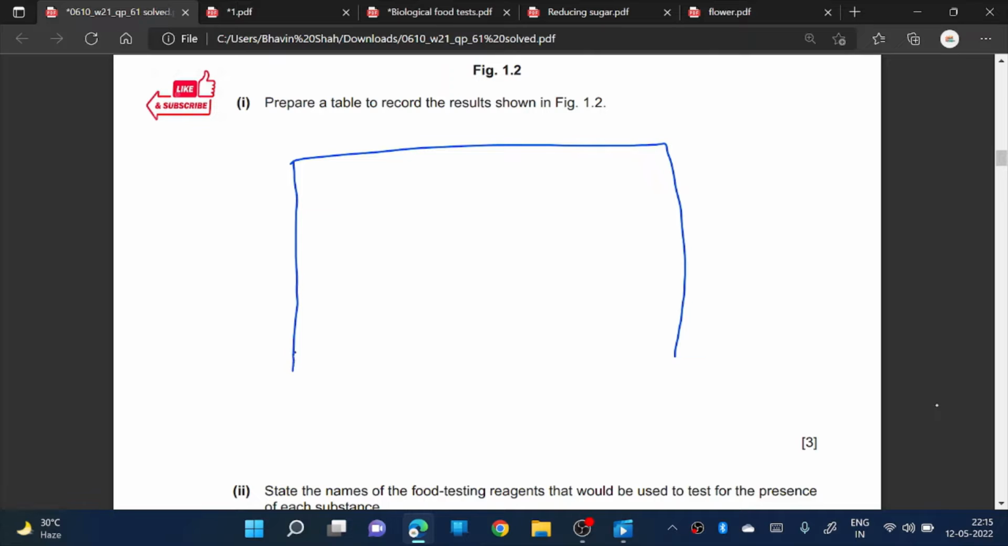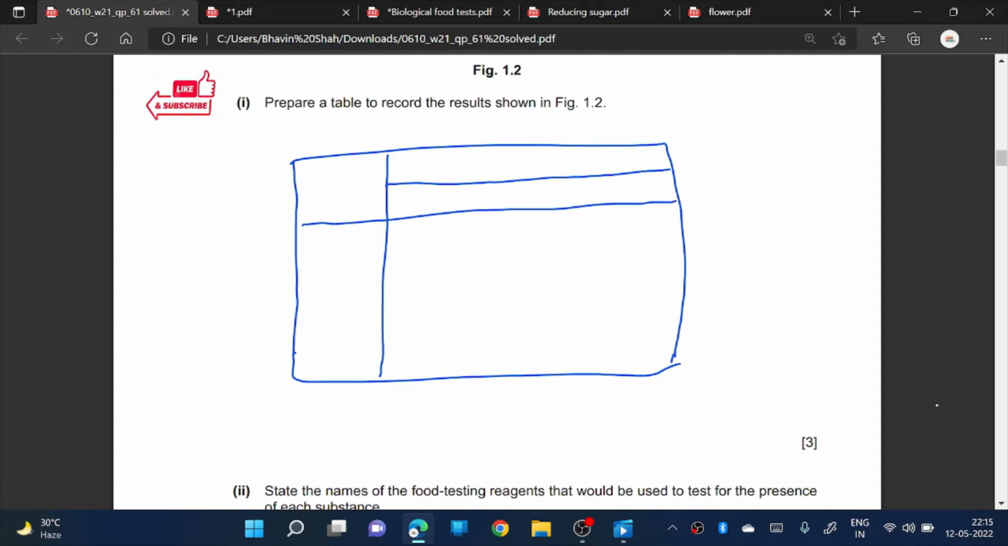So what the observations are: the dependent variable. The dependent variable will always go on the right side of the table and the independent variable will go on the left side of the table. Since we are going to have three observations regarding the reducing sugar, proteins and the starch. So this is how you are going to start making the table.